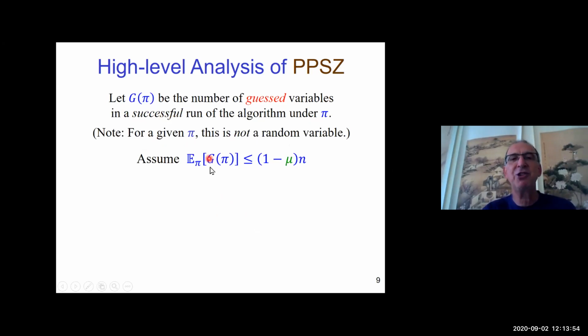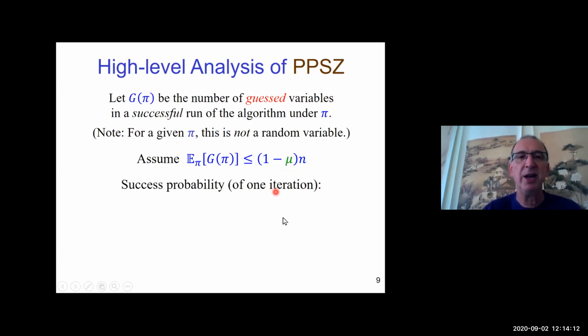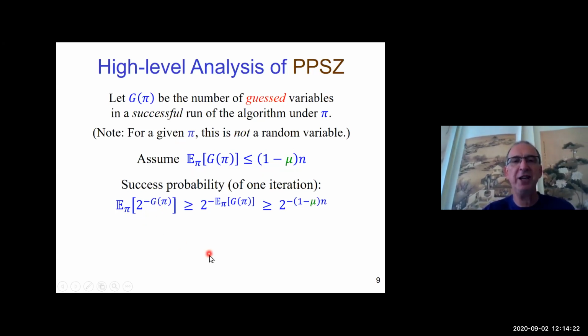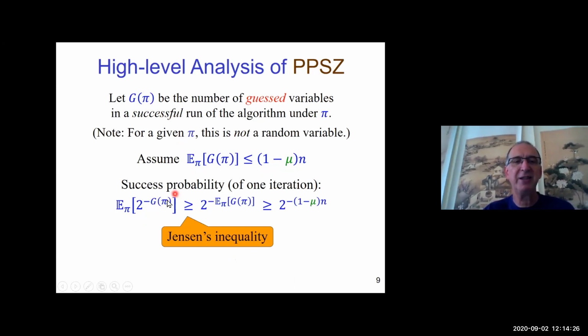Now, assume that we can actually bound the expected number of variables that we need to guess. Suppose that we can prove that the expectation of g of pi is at most (1 minus mu) times n, where mu is some constant. Then, what is the success probability of one iteration of the algorithm? It's actually the expectation of 2 to the minus g of pi. Conveniently, we can use Jensen's inequality, and we get that this probability is lower bounded by 2 to the minus the expectation of g of pi, which is good because we assume that we have an upper bound on this expectation. So we get a lower bound on the success probability of the algorithm, which is 2 to the minus (1 minus mu) times n.